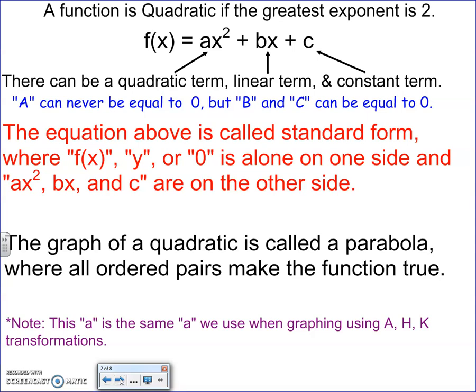And notice that the a here in ax² + bx + c is the same a we use when graphing using a-h-k transformations. So a will tell you if it's vertically stretched, vertically compressed, reflected over x or not.